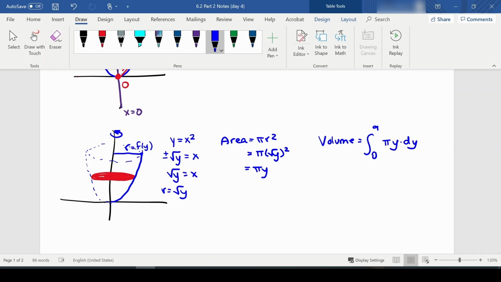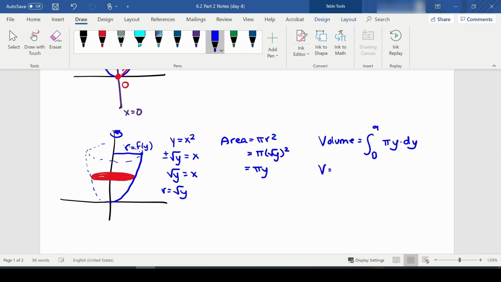So if we think about this, this was adding up. This time we're adding up slabs vertically. The slabs have thickness delta y, which means we're integrating with respect to y. That's where the dy comes from. And each slab has an area of pi y. So we're integrating, or adding up, an infinite number of slabs from y equals 0 to y equals 9, vertically piling these up on top of each other, adding up all those areas. The areas are pi y.